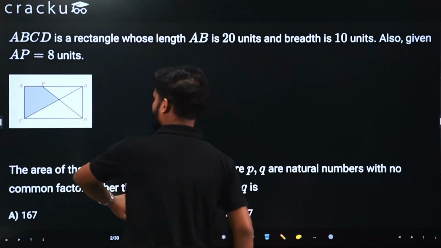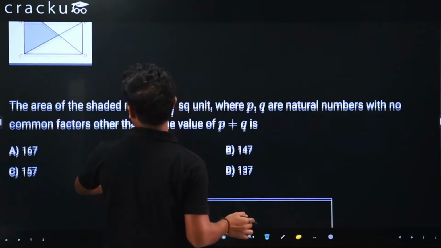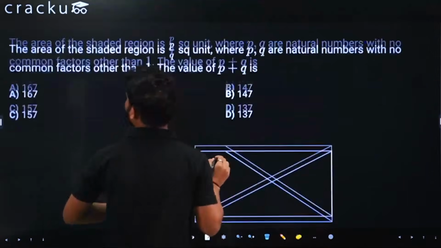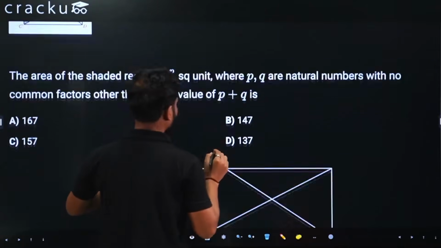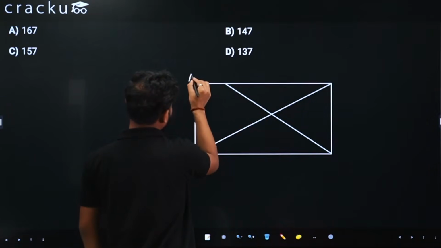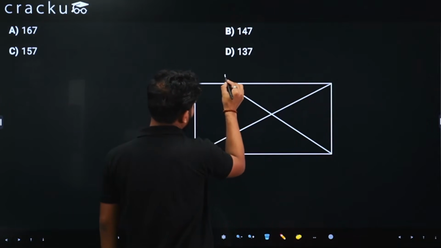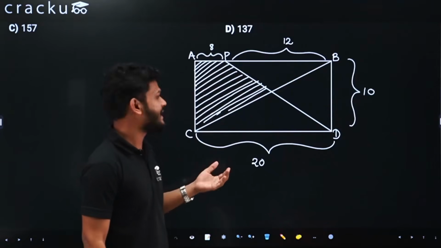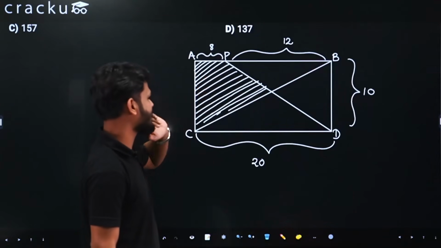So let us first draw this diagram. Then we have the diagonal and the PD line. This is A, B, C, D and P. So this is the diagram and we need to find the area of the shaded region.